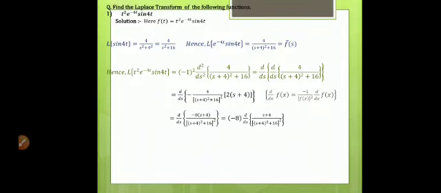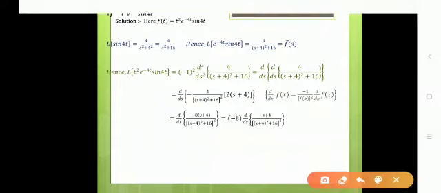So it is d by ds of, here minus 4 into 2 is minus 8 into s plus 4, divided by (s plus 4 whole square plus 16) whole square. We can take this minus 8, a constant multiplier, out of the differentiation sign. Now we have to perform this differentiation. Numerator contains function of s, denominator contains function of s. Therefore we have to apply derivative of u upon v rule.